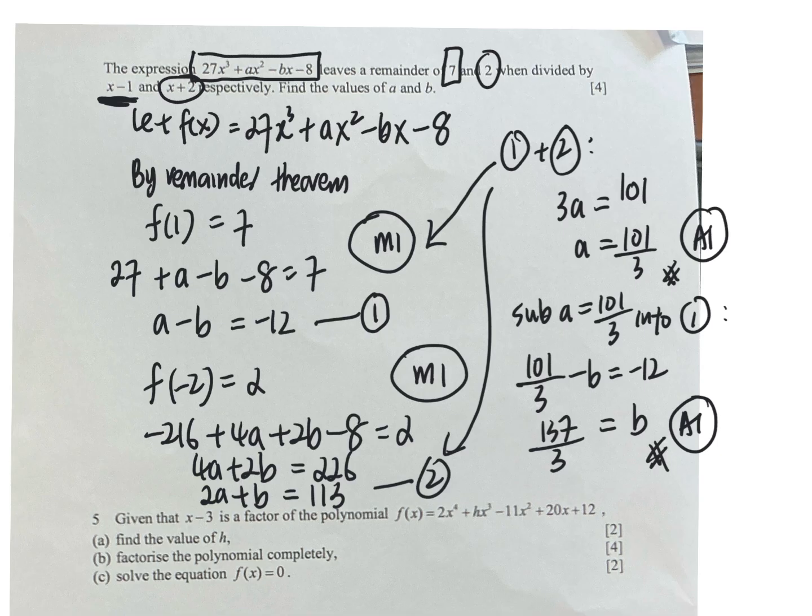Okay, how I add these two together. Okay, so a plus 2a is 3a. Negative b plus b gone. Negative 12 plus 113, you get 101. Okay, then go and find a.